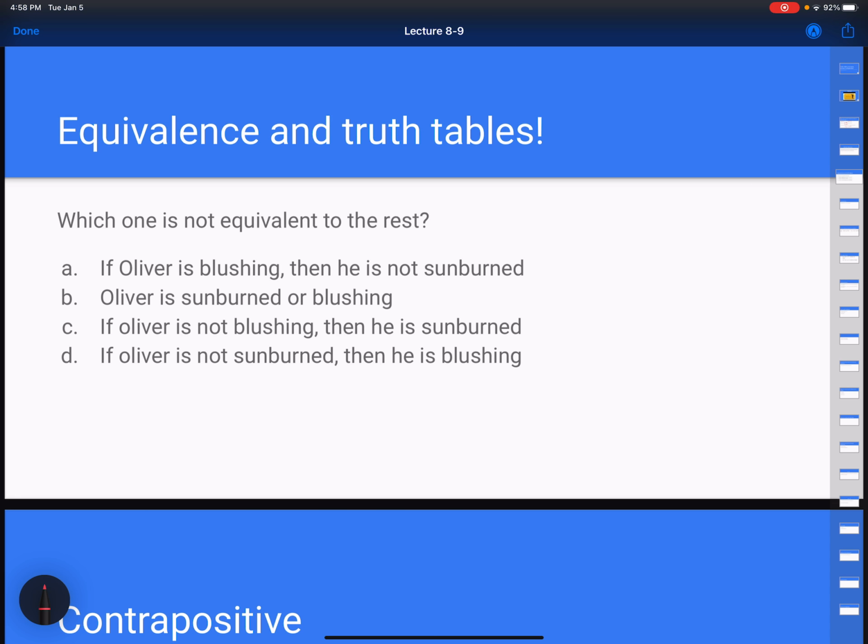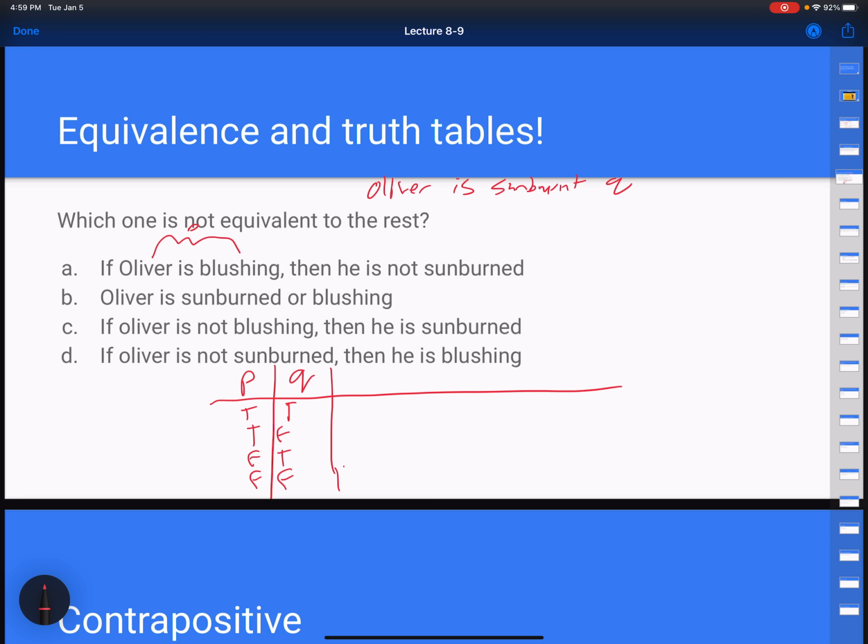So we have Oliver is blushing. We can say that that's P. Oliver is blushing. He is not sunburnt. So let's say Oliver is sunburnt can be Q. And we have P, Q. We'll write our table: true, true, true, false, false, true, false, false.